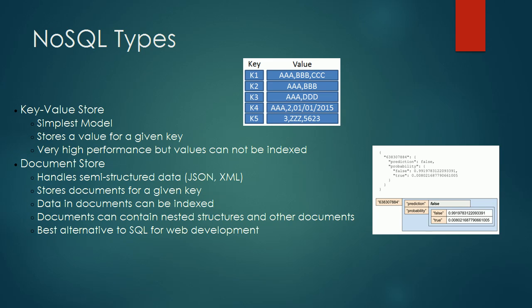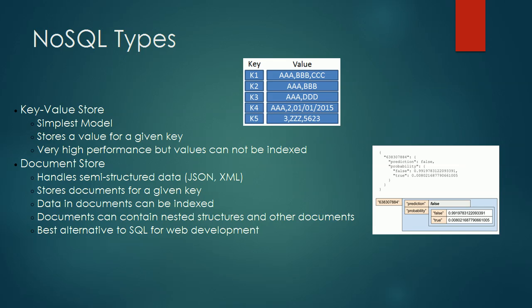The next type is the document store. Document stores are designed for semi-structured data like JSON or XML. They are stored with a key document pair. The difference between the key value store and the document store is that the structured documents can be indexed and searched. Because document stores are schemaless, they can contain any type of structure, and the structure between documents does not have to be the same.